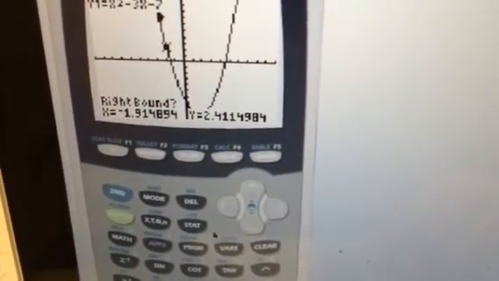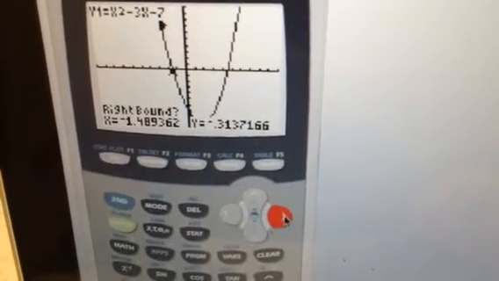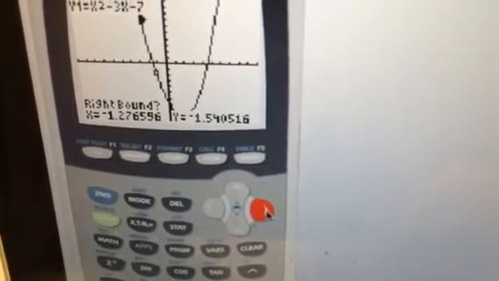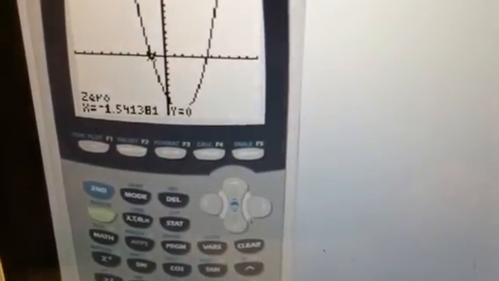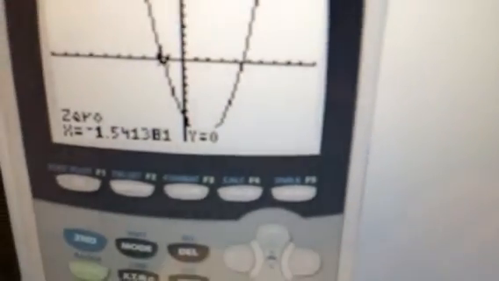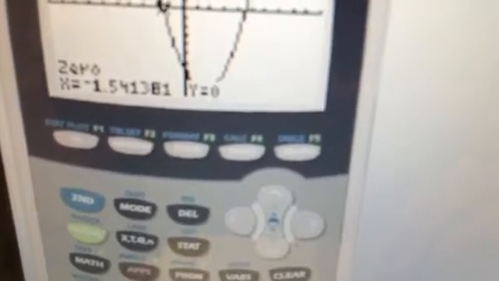And then it asks me for the right bound. So I'm going to take the cursor, I call this guy the spider, to the right of the 0. Yes, and I hit enter. And then it says, hey, do you want me to guess? I'm like, sure, guess the 0 for me. And there it is. It guessed the 0 at x equals negative 1.541.